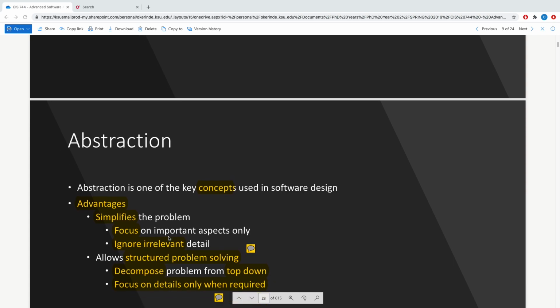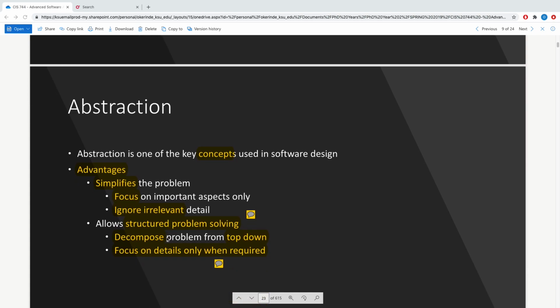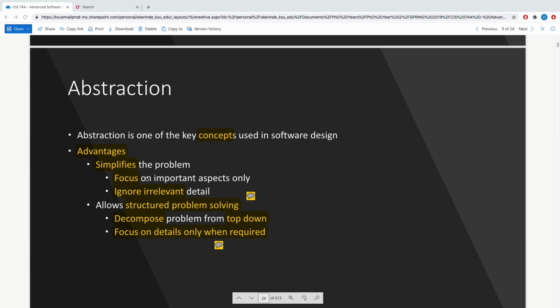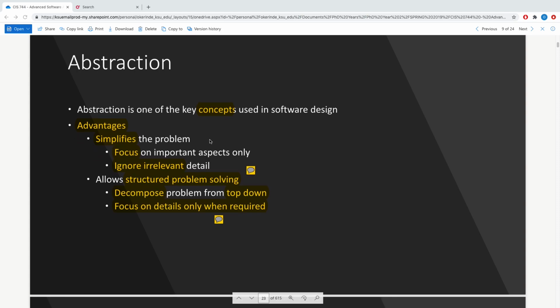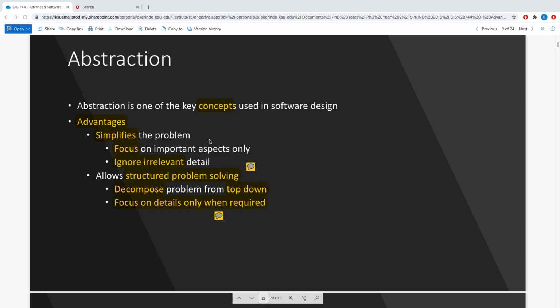So another concept in software engineering and design and analysis is abstraction. Abstraction is one of the key concepts used in software design. What is the advantage of abstraction? You don't capture all the details. You look at the eye level. You approach the problem at the eye level. That helps to simplify the problem, and you focus on the important aspect and ignore details.